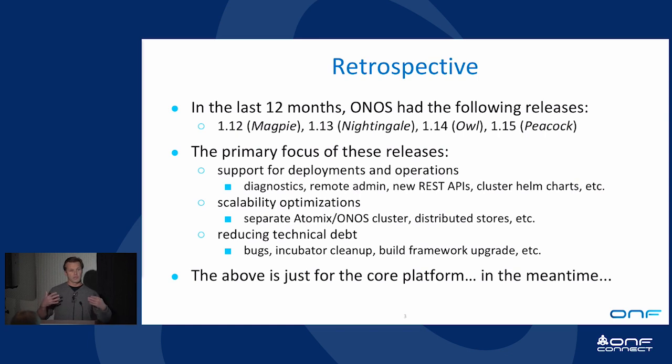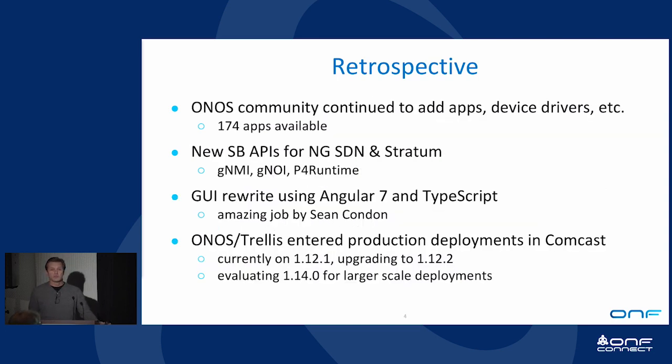What I've described right now is basically what the core team, and the ONOS community working with the core team, has been doing. But of course, in the meantime, there was thriving development elsewhere. The community continued to add extensions and develop new features around the periphery of ONOS. So we now have 170 different applications which are distributed as part of the ONOS tarball, that can be ignited on demand. New southbound APIs have started to be developed, building on gNMI, gNOI, and P4 runtime. And this will tie into the conversation that Carmelo will be having here.